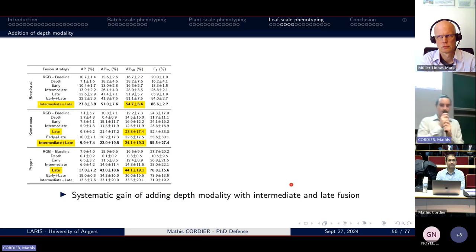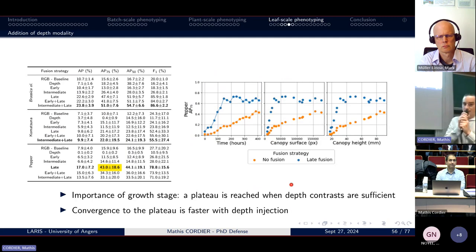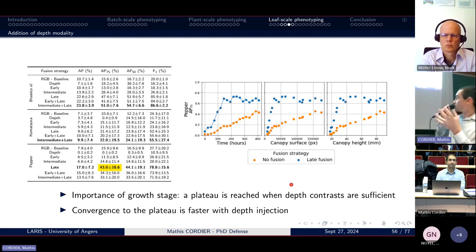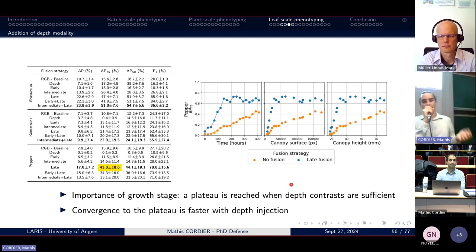So let's now move to some results. Regarding the instance segmentation metrics with average precision, we can see here that we have a systematic gain of adding the depth modality with intermediate and late fusion. And in particular, as we have time series here, it is very interesting to observe those results over time, because we can see that the growth stage is very important. At the beginning, we have very poor segmentation, but when we reach a sufficient canopy surface and sufficient canopy height, we reach a plateau when the depth contrasts are sufficient. And we can see here that with depth injection, the convergence to this plateau is clearly faster.